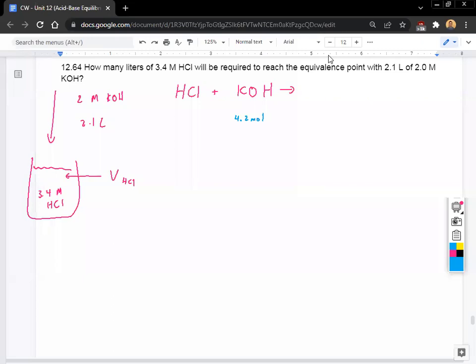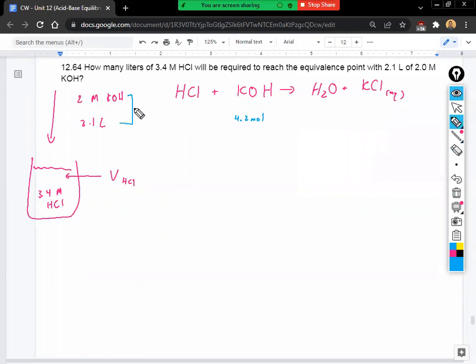Okay, so from here, you should be able to identify the reaction. Super simple, strong acid plus strong base goes almost completely, if not completely, to water and salt, KCl. And you should be able to use these values right here, 2 molarity and 2.1 liters, to figure out that this means that we added 4.2 moles of KOH. What that means is we need the exact same number. We need 4.2 moles of HCl in order to neutralize the KOH, right? Because it's a 1-to-1 stoichiometric ratio.